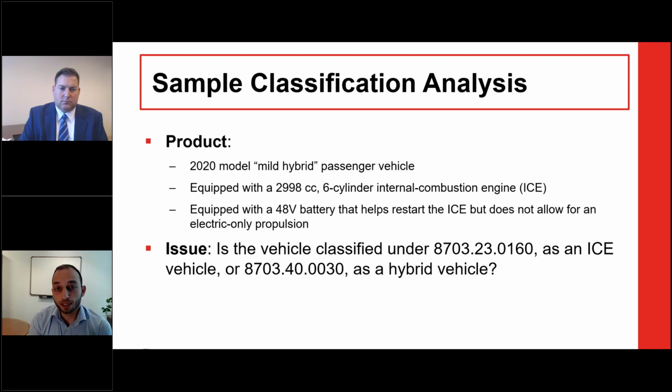So here you see a sample classification analysis that we pulled from a recent CBP ruling. The product is a 2020 model, a mild hybrid passenger vehicle. It's equipped with an internal combustion engine as well as a 48-volt battery that helps to restart the internal combustion engine, but does not really allow for an electric-only propulsion. So the question was if the vehicle should be classified as an internal combustion engine vehicle or as a hybrid vehicle.